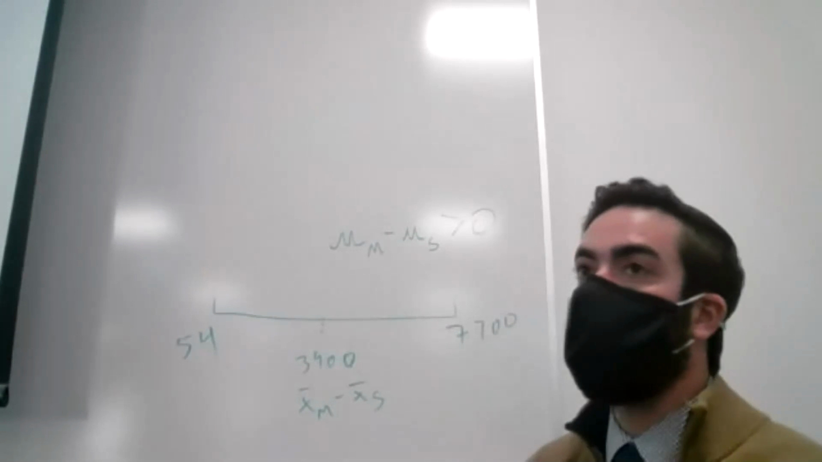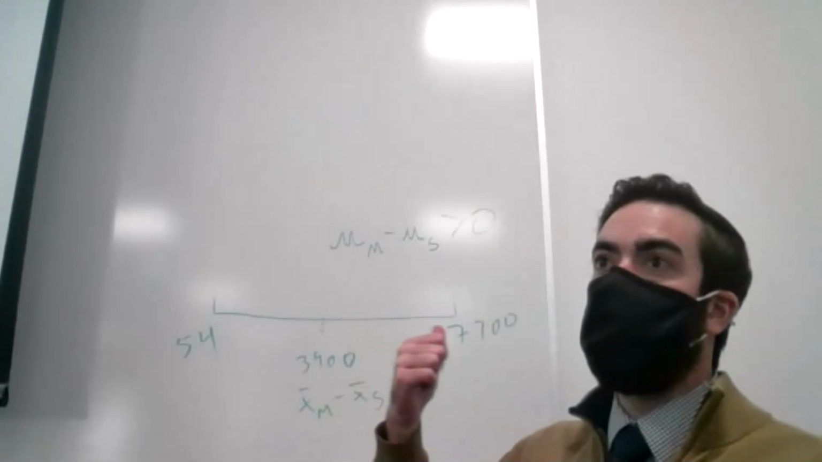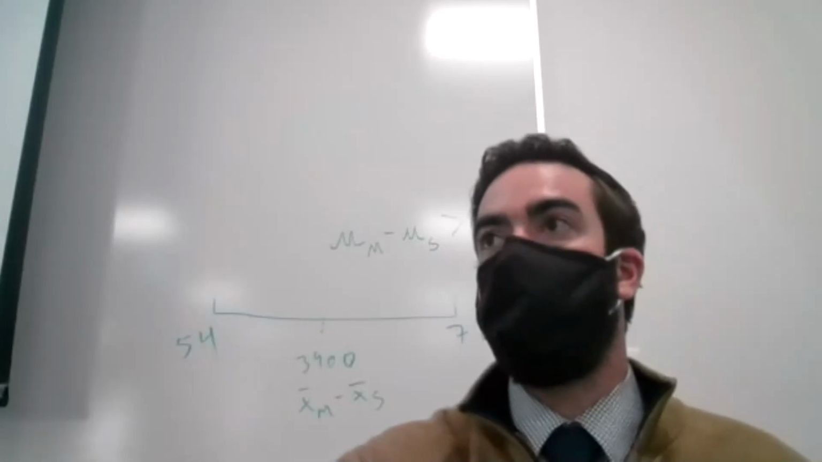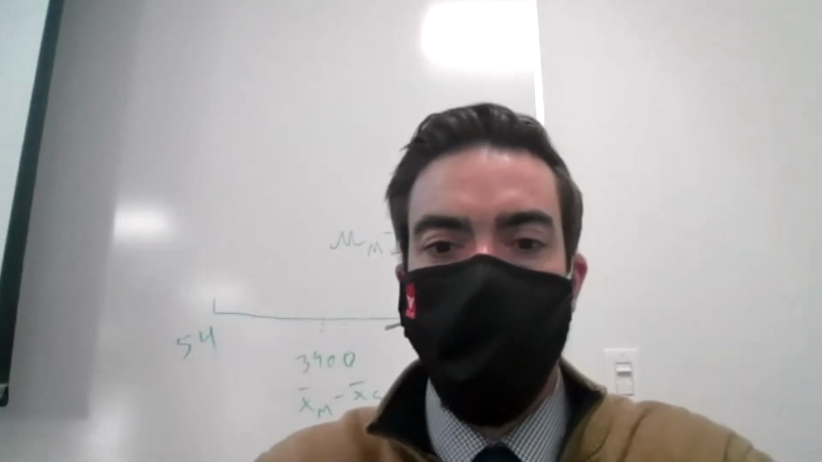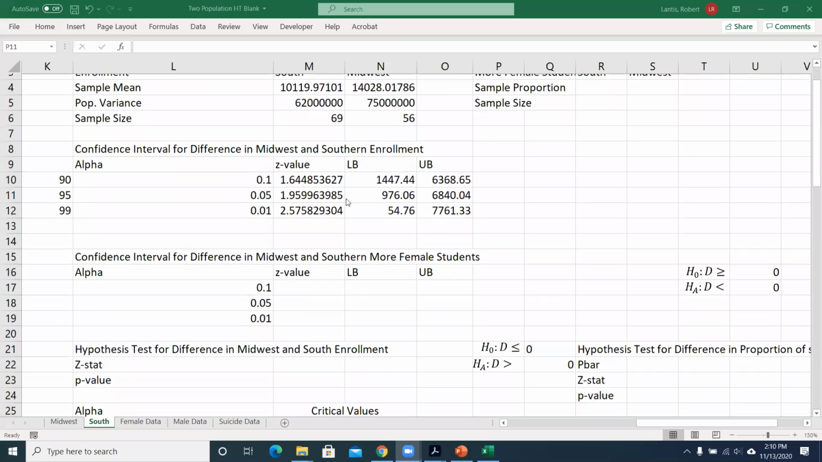But maybe if the size of the university drives different factors, well, now I'm pretty confident that there should be differences between the Midwest and the South. Right? So that was our confidence intervals, right?